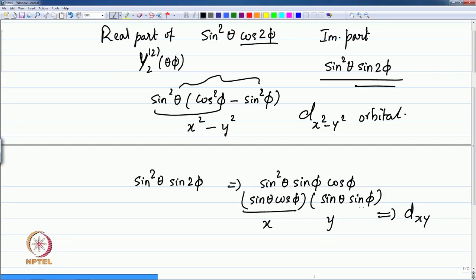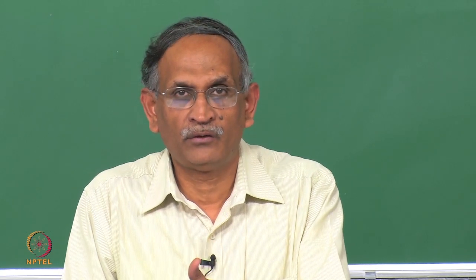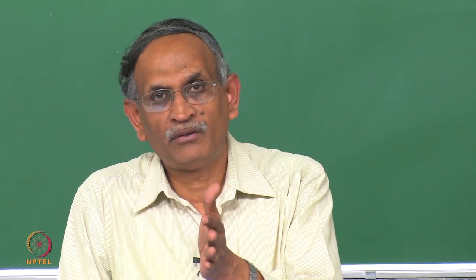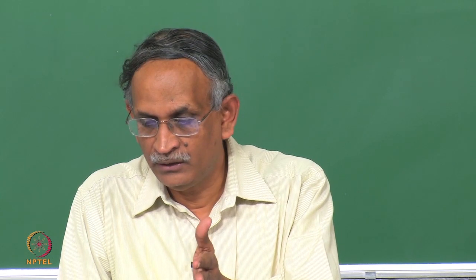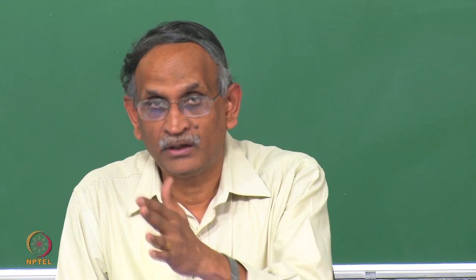The other function is sin theta cos phi sin phi. Therefore, it's sin square theta. So the plot of sin square theta is the same as what we had before, but since it is cos phi sin phi, we don't want to plot it along the x-axis because it's obviously 0 at phi equal to 0. You can see that it is a maximum at phi equal to 45, not 90.